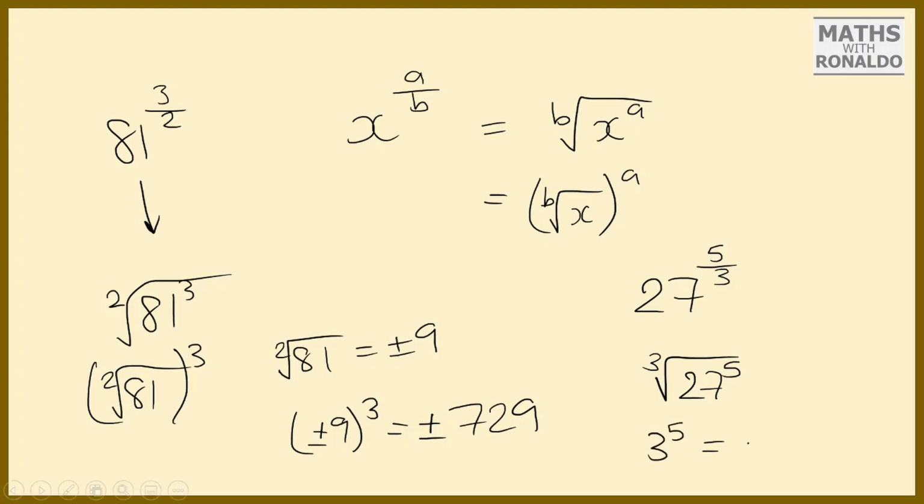And we can calculate that by doing 3 times 3 times 3 times 3 times 3, 5 times in fact, which will give you 243. And that is the equivalent of 27 to the power of 5/3.